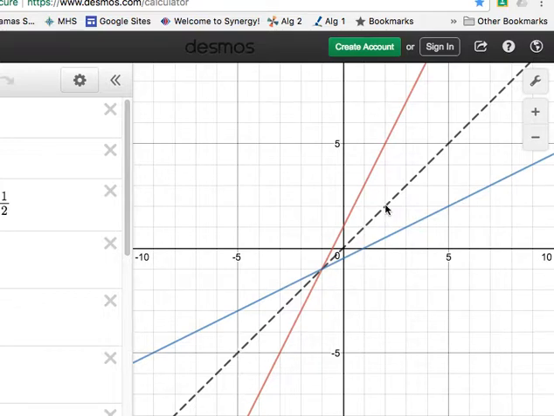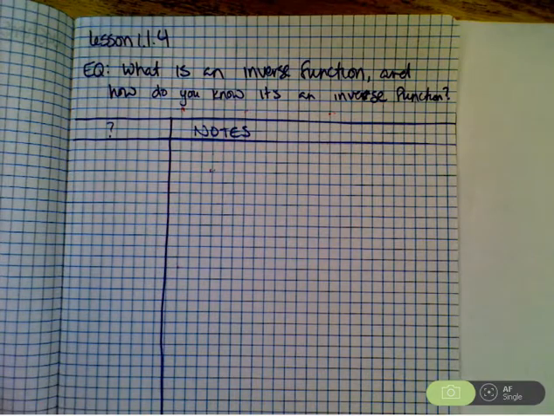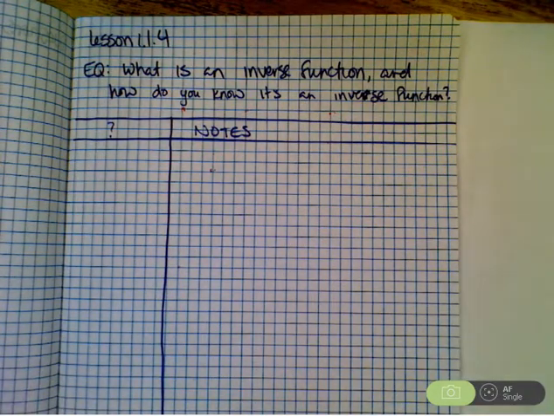So along the dotted line, the red function and the blue function are inverses because they're reflected over that line. So let's take a little time now and just formalize some of that and start to look at how we actually find an inverse function. Because it's great when the computer makes it magically appear, but that's not what's going to happen in real life.